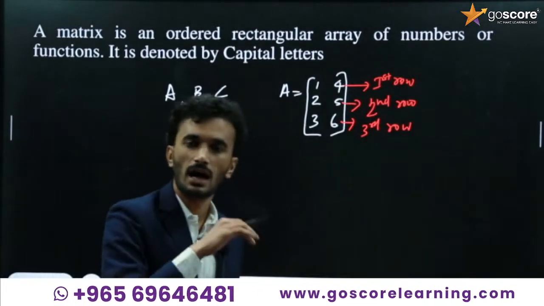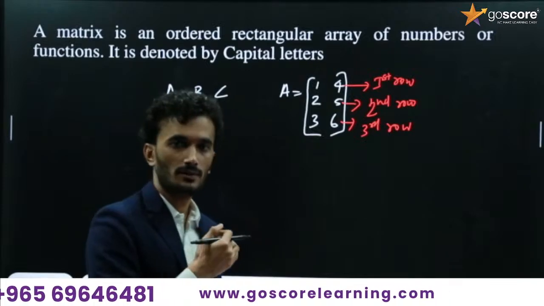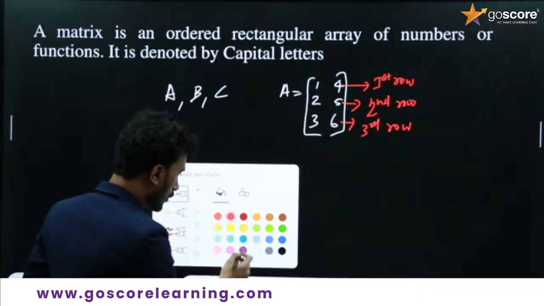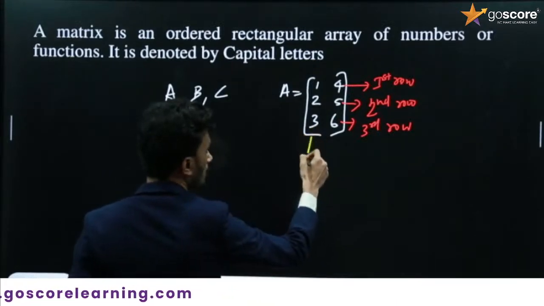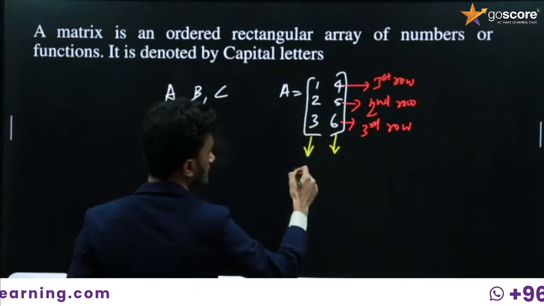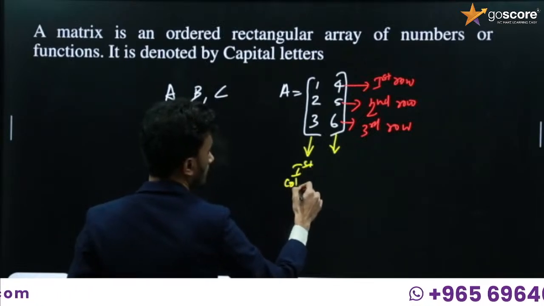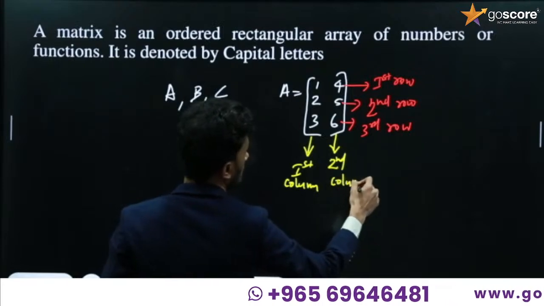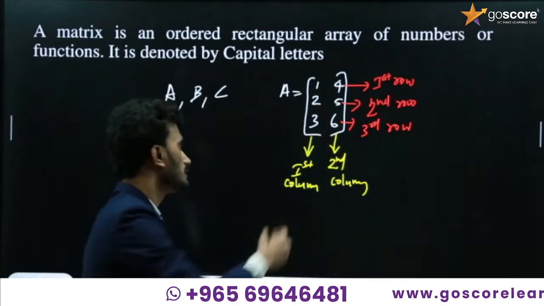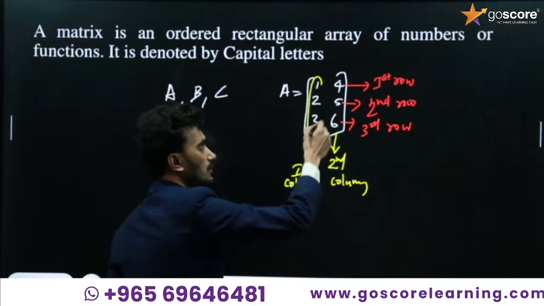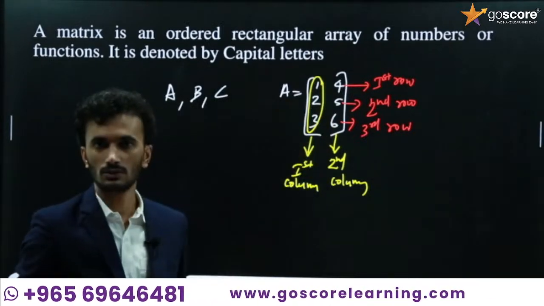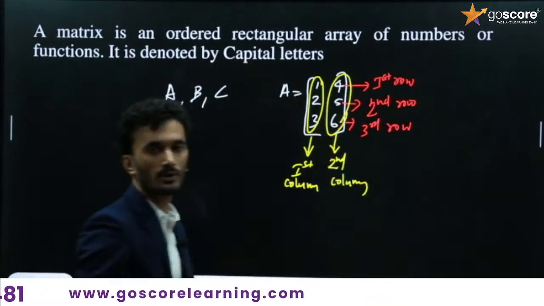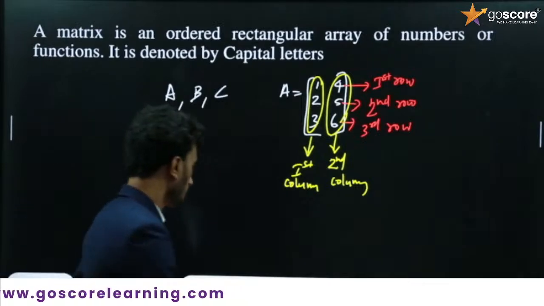So in a matrix we have rows and columns. We represent the matrix by using rows and columns. So what is a column? This one is the first column, and this one is the second column. That means 1, 2, 3 is called the first column. Then 4, 5, 6 is the second column.